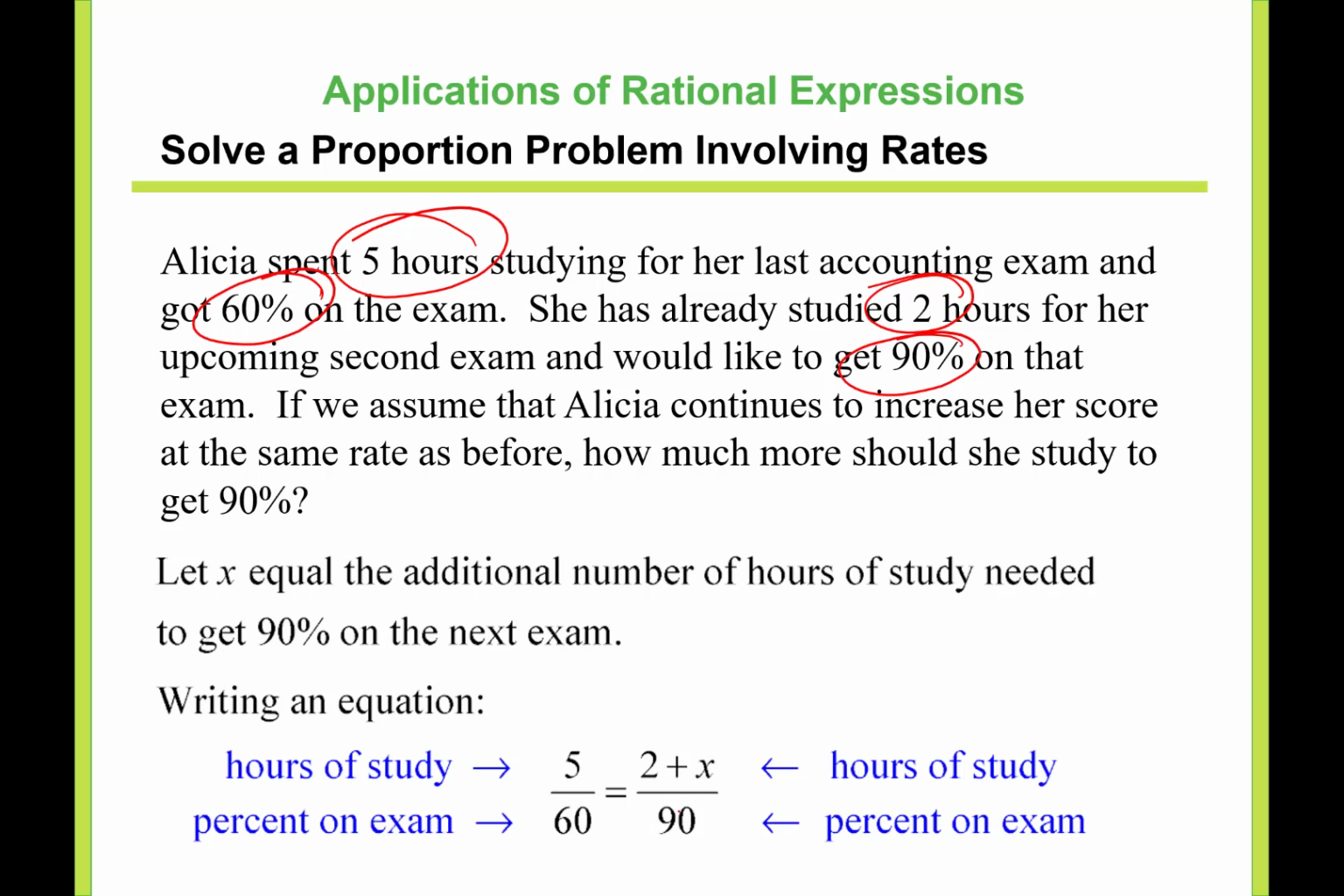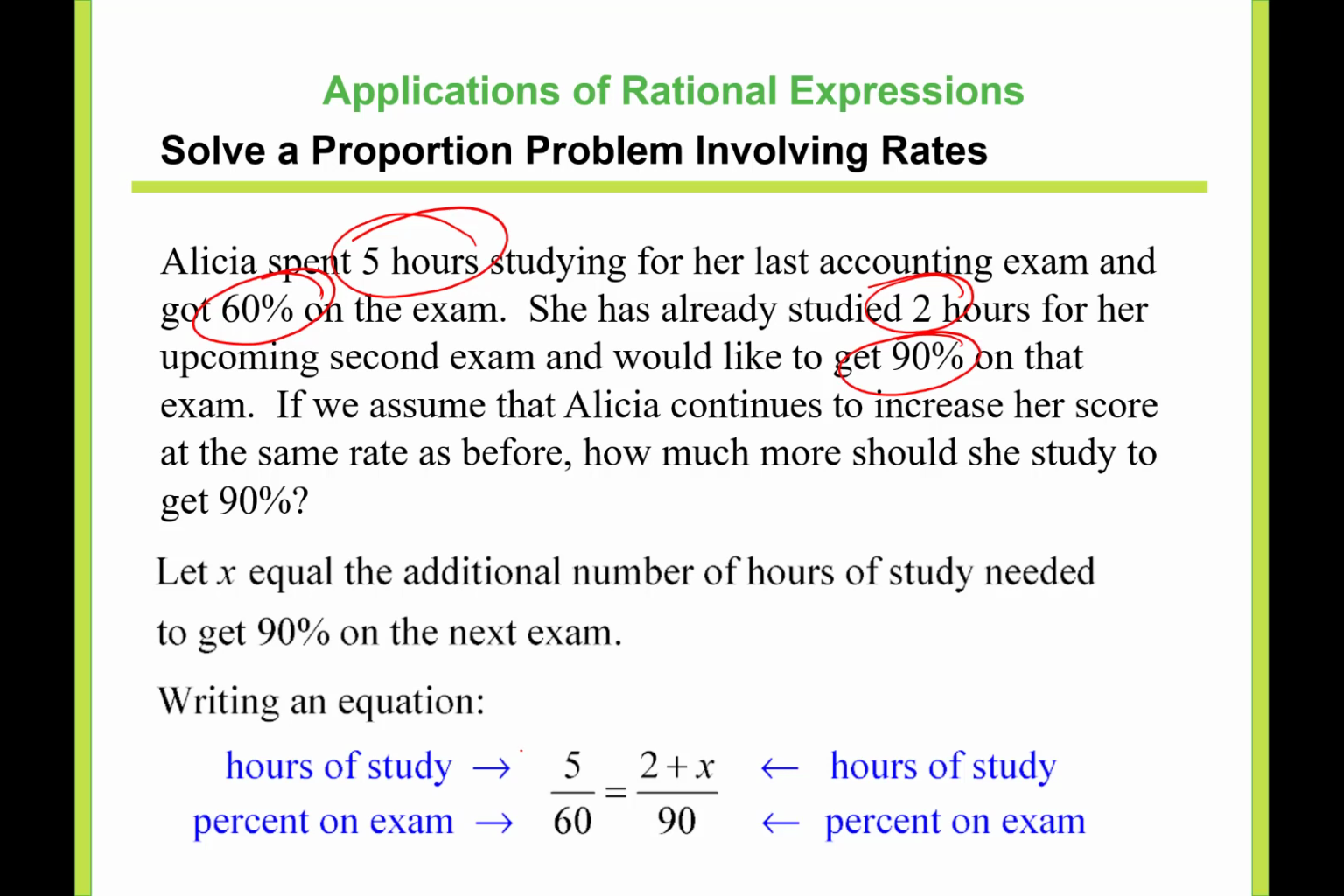Now, one of the challenges with this problem is figuring out how to set it up. Once you understand how to set up this problem, you realize that it works out to be very easy. So just note the proportion, 5 hours, 60%. Those go together. We already spent 2 hours. We want to figure out now what will go with 90% of the exam. So we already spent 2 hours. We just need to add the additional time that we need to spend studying to get the 90%.